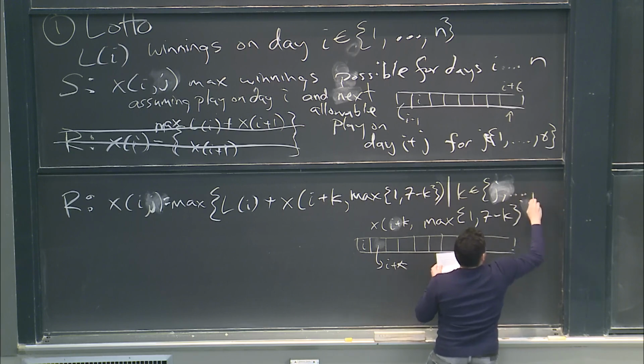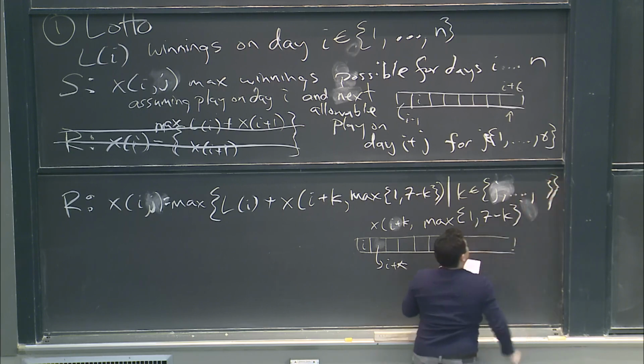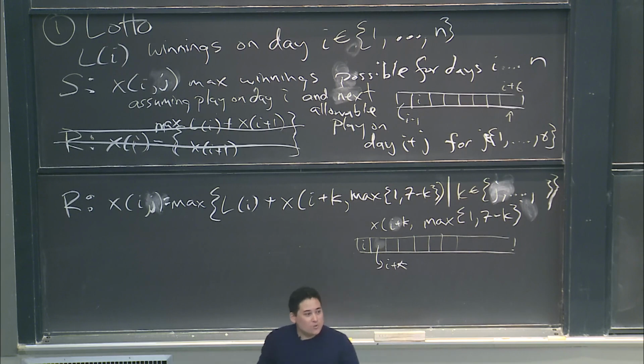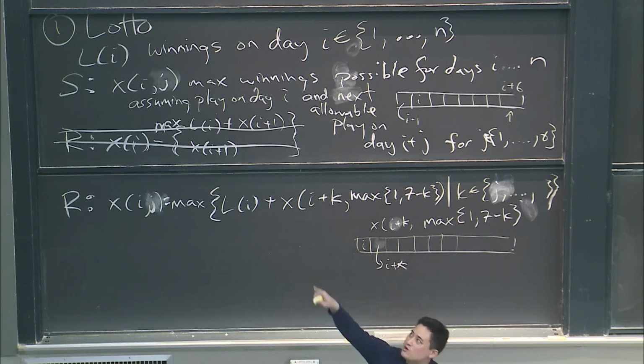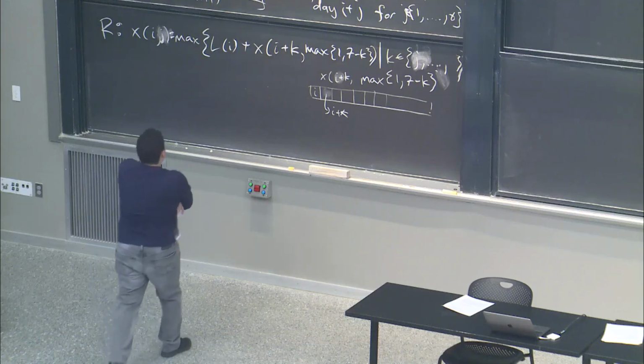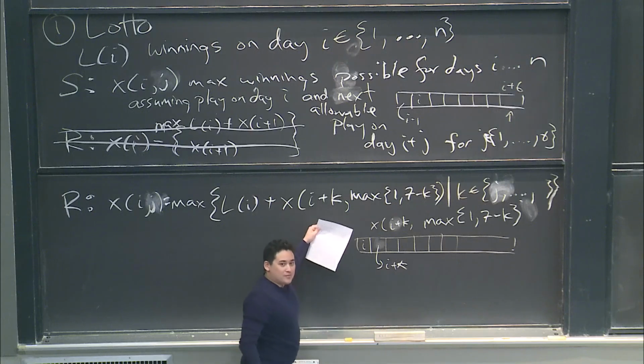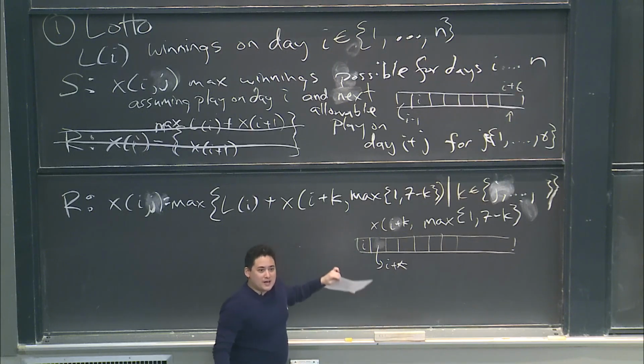Until what? That's the question. Until what? Do I have to loop over n? If I loop over n, I'm going to get a quadratic running time, which is worse than what I'm allowed to do. The assumption is that I only have to check a constant number of these. And why might that be?